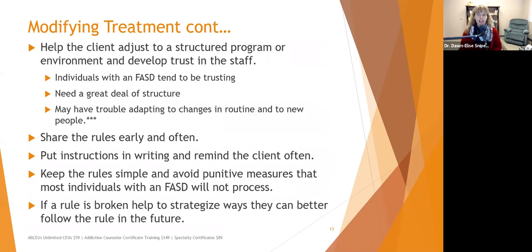Keep the rules simple and avoid punitive measures that many people with an FASD won't process. They don't understand why they are getting punished for something. They don't connect cause and effect a lot of times. If a rule is broken, help the person strategize ways they can better follow the rule in the future. So instead of looking at what you did wrong and what do you think are the consequences, that abstract thinking is not something somebody can necessarily process if they've got an FASD. So let's strategize ways that they can better remember to follow the rule.